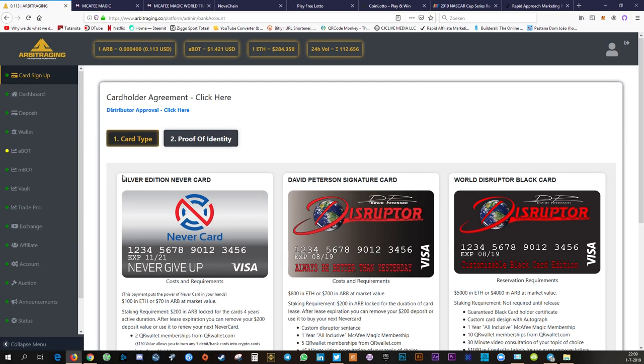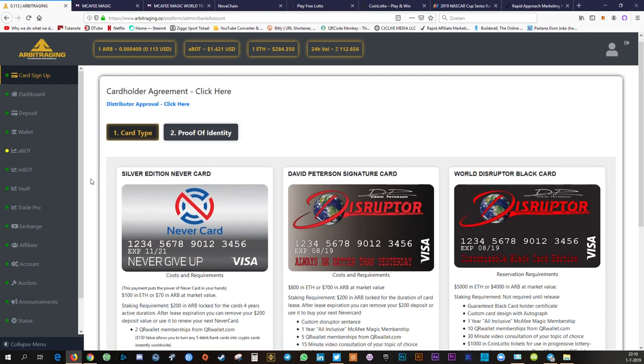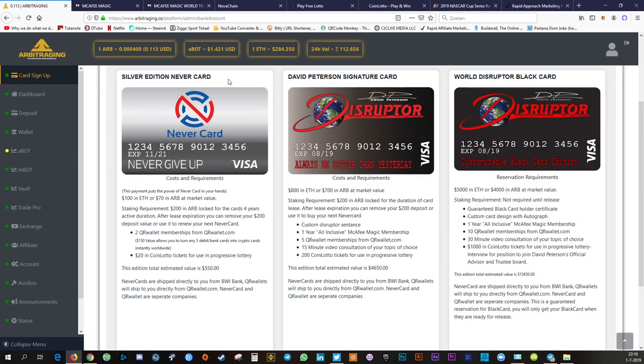So yeah, this was announced a long time ago, and people were waiting for when this was going to be released. It's a no KYC debit card, and you have the silver edition of the card, the David Peterson signature card, and I believe there are only like 100 made of these cards, so I don't know how much are currently ordered and if it's still possible to even get one yourself.